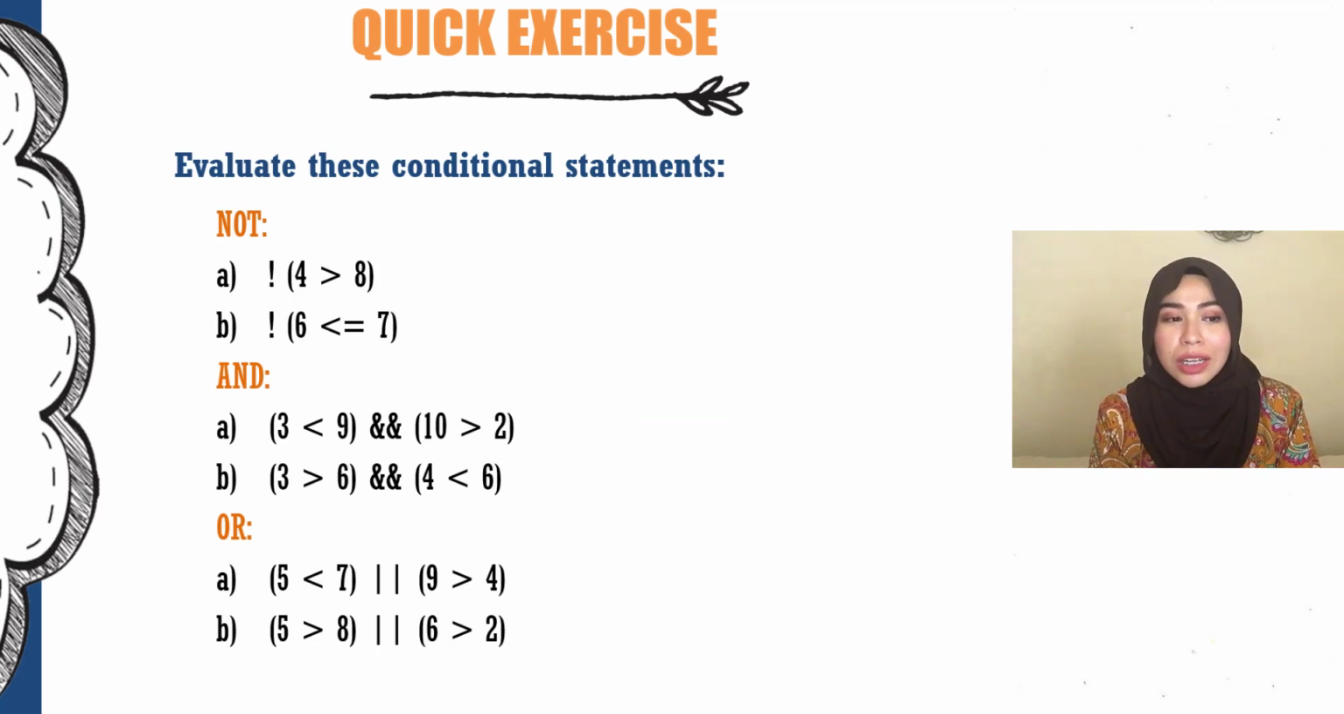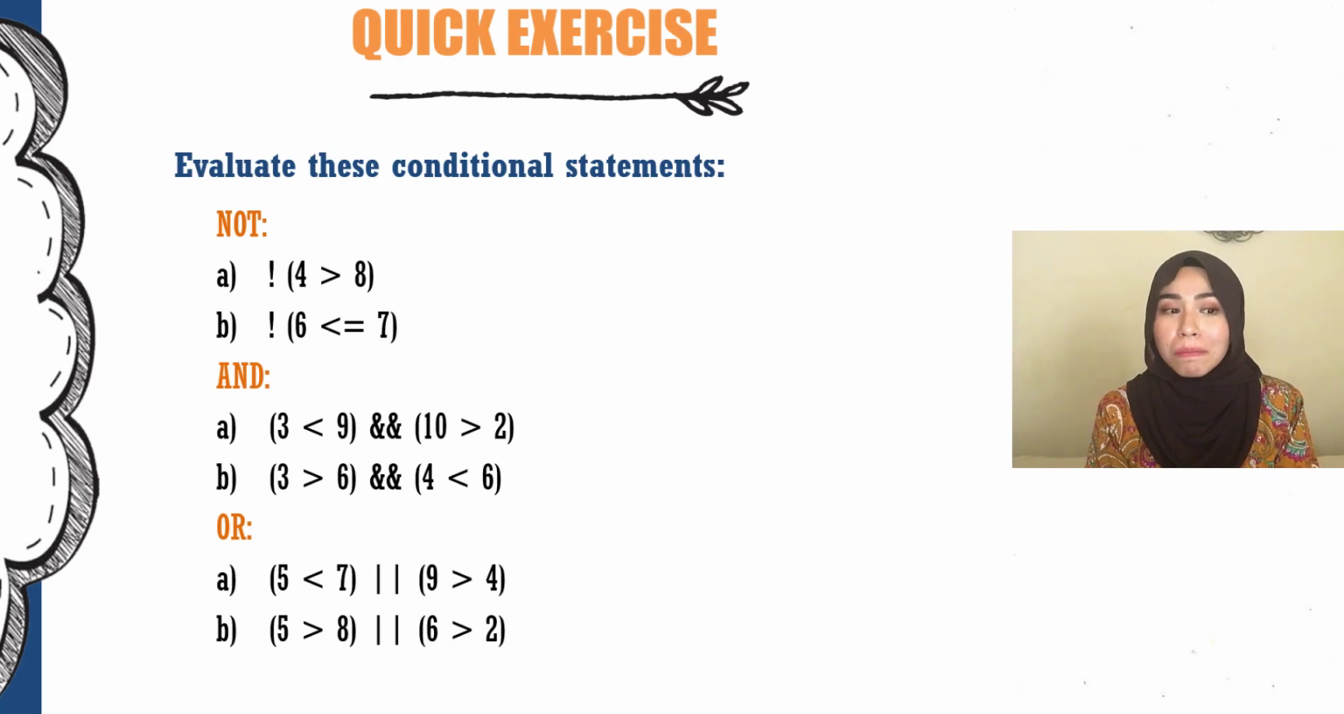Okay, next one, 3 more than 6, that is true. 4 less than 6, 3 less than 6, that is false. 4 less than 6, that is true. So false and true will be false, because with and, both of these needs to be true. Only then it can be true, okay?